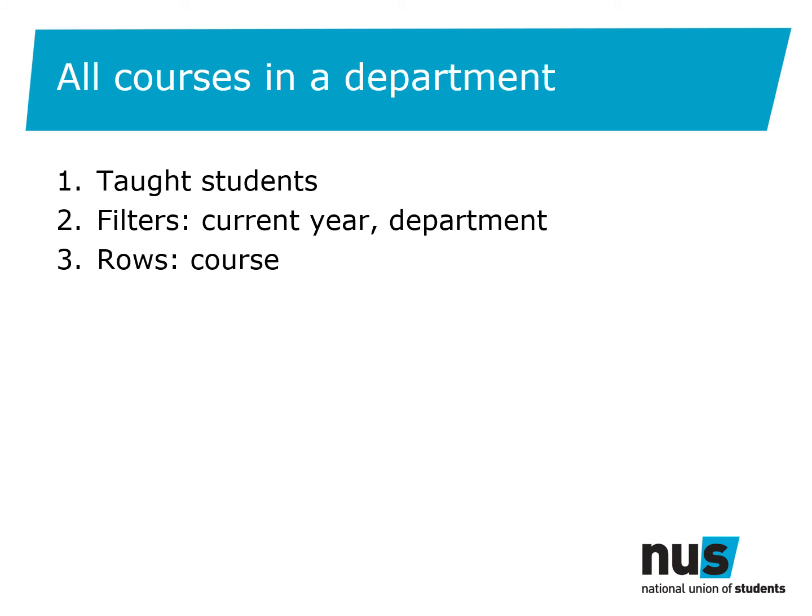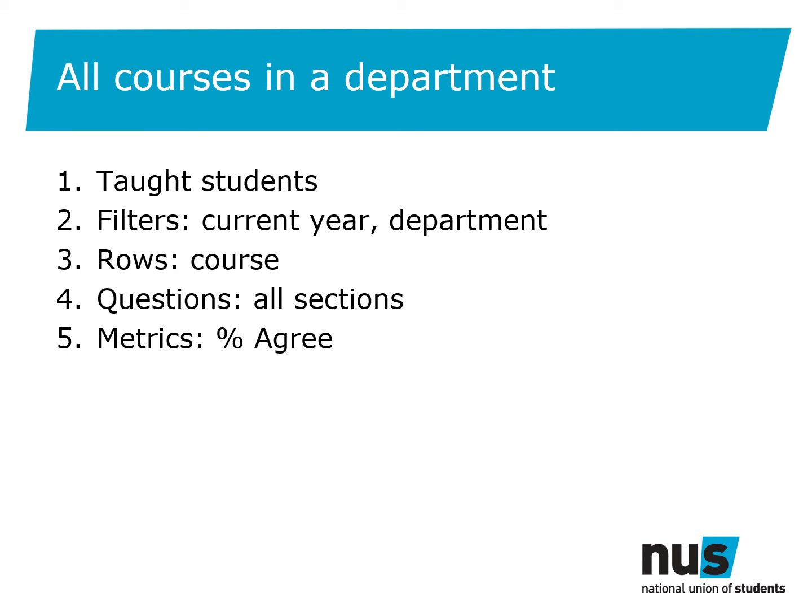Third, you want to label the row with the course name, so I'll add a course row label. Fourth, I want to look at the section headings, so I'll hold Control and select all the grey section headings from the questions section. Finally, we're only interested in our percentage agree, so this is what I choose. Then I generate my report.